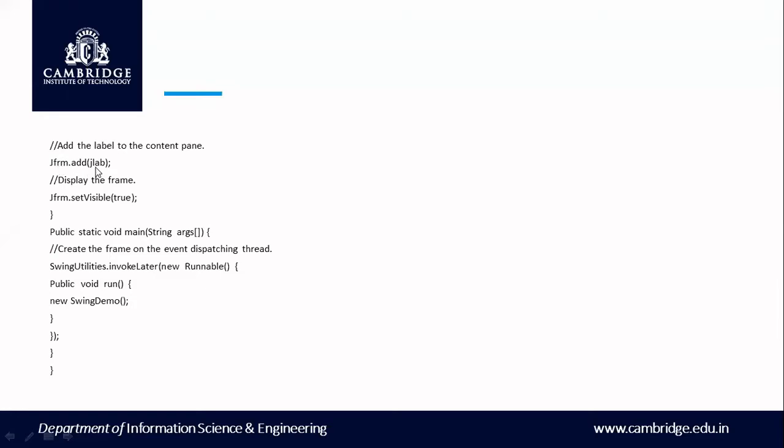So I've added the component into one container. Now I have to make this container visible to the user. This is compulsory, you have to write it, or else some components will not be visible to the user. JFrame dot setVisible(true). You need not call JLabel dot setVisible(true), because JLabel is already added into the JFrame. Only if you make JFrame visible, it is enough. So JFrame dot setVisible(true). Now it will be visible to the user.